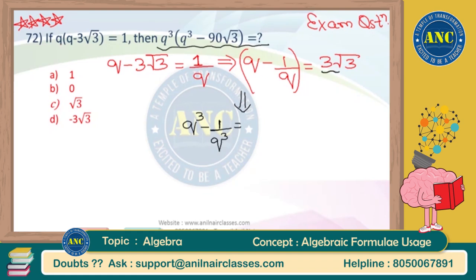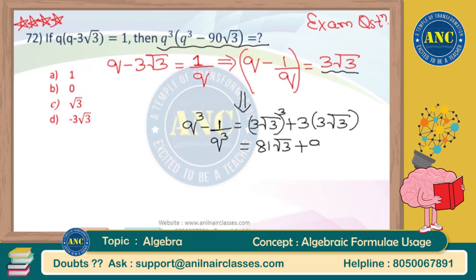So k value in this case is 3 root 3. So this is 3 root 3 whole cube plus 3 times k, 3 times 3 root 3. 3 root 3 whole cube is 81 root 3, plus 3 times 3 root 3 is 9 root 3. So 81 plus 9 is 90 root 3. Now, can I say that I got the value of q cube minus 1 by q cube as 90 root 3? Q cube minus 1 by q cube value, I got it as 90 root 3.